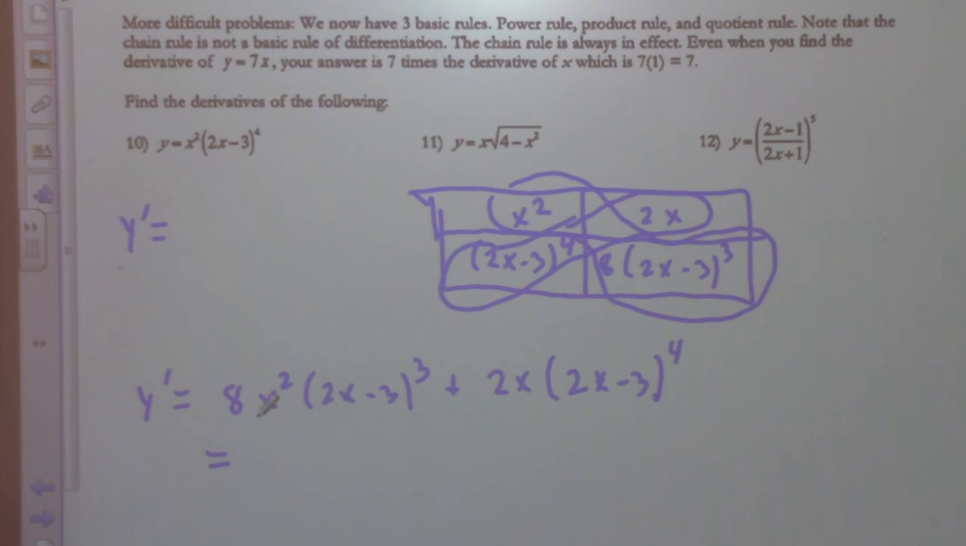Okay, your common factors look like you have 2x, and then 2x minus 3 cubed, and that's going to be times 4x, and then plus 2x minus 3.